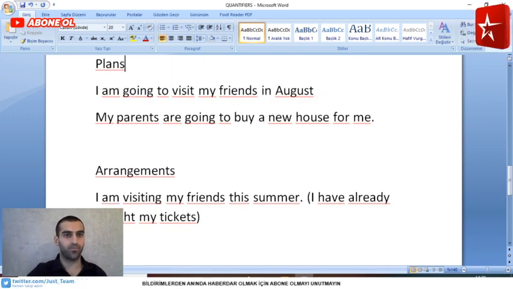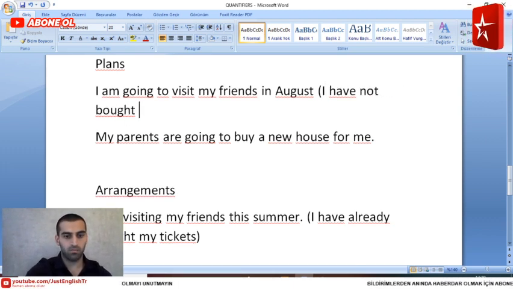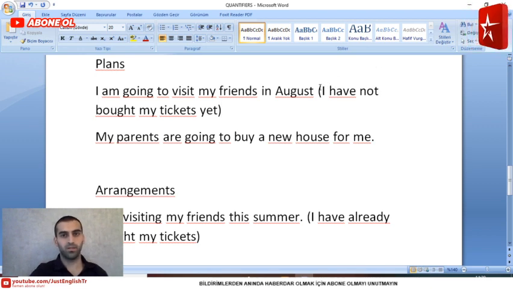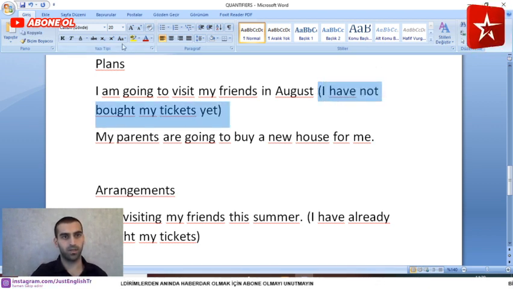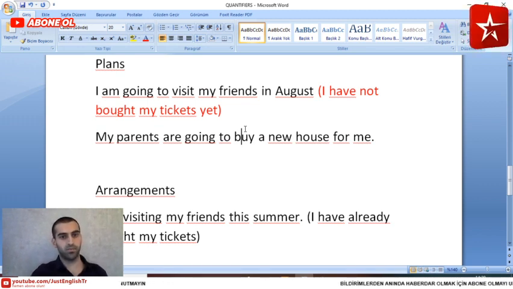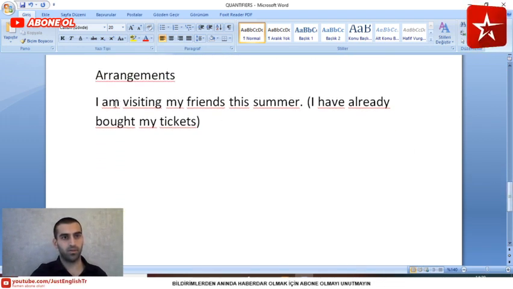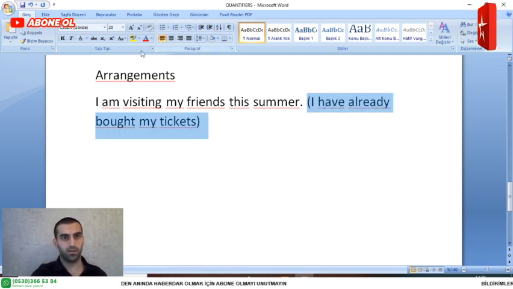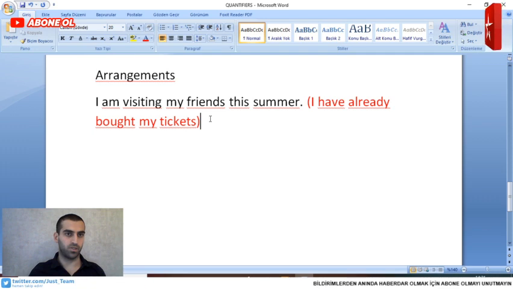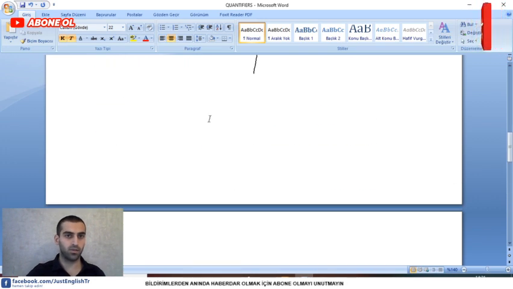But here I haven't bought my tickets yet. So this one is a plan. It's not a concrete plan. Let me change it. I haven't bought my ticket yet, but here, as you see, like arrangements, I have already bought my tickets. There's a difference between be going to and arrangements. Okay, did you understand? If you have any question, please leave a comment and ask your questions.